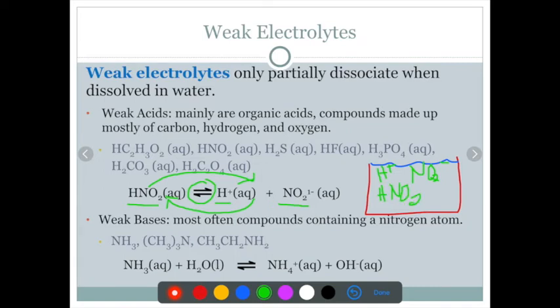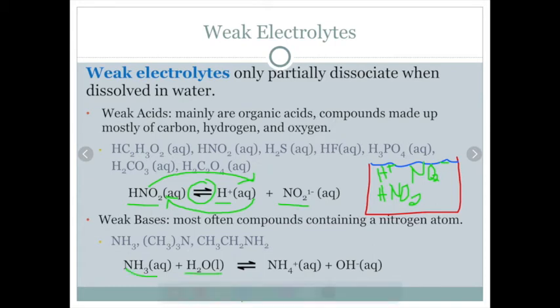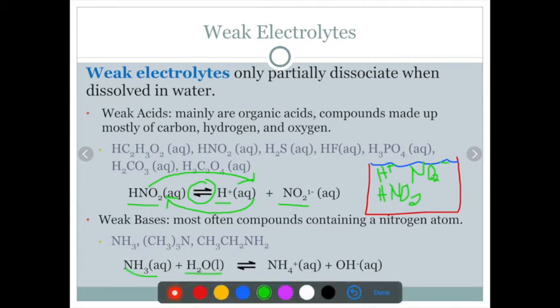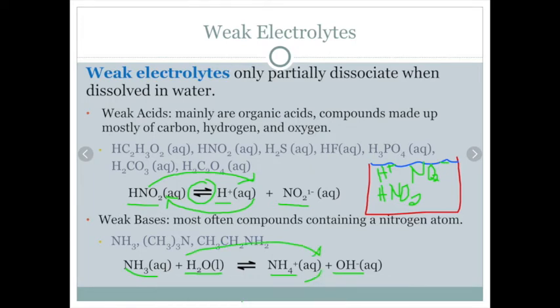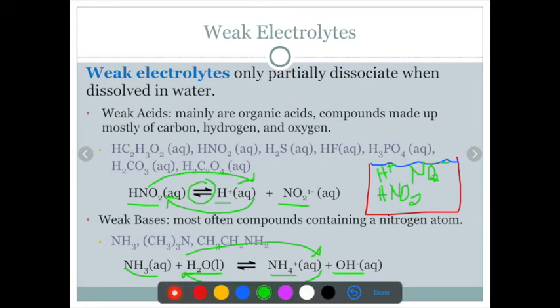So all three. That's exactly what the weak bases do as well. So we have ammonia and water coming together to form ammonium and hydroxide. So remember, a base produces hydroxide ions in water. So they come this way, and then they come back together to form ammonia and water. So they have that equilibrium sign when they're weak electrolytes.